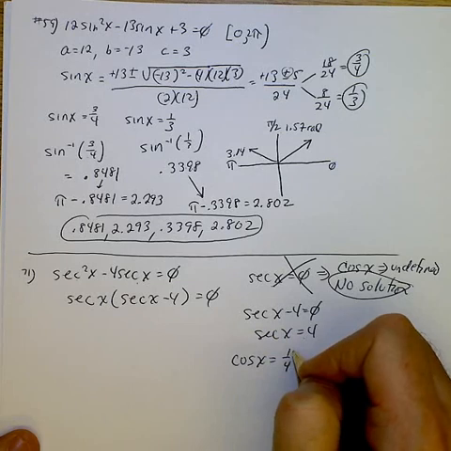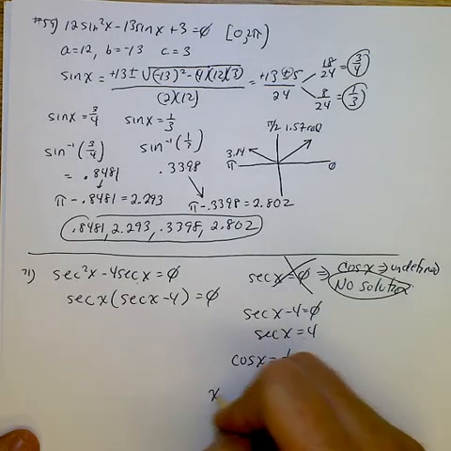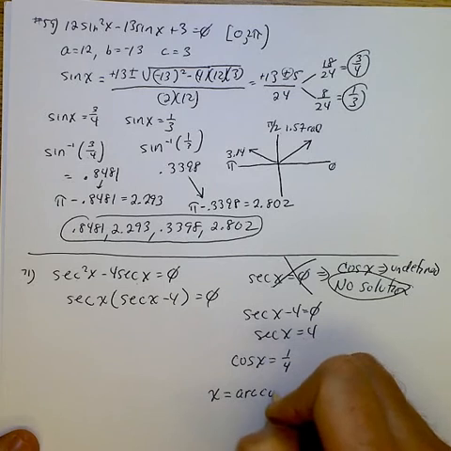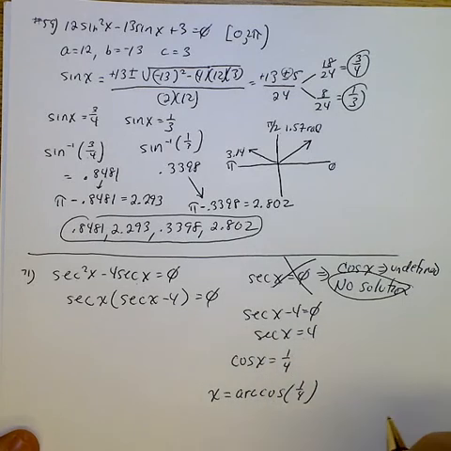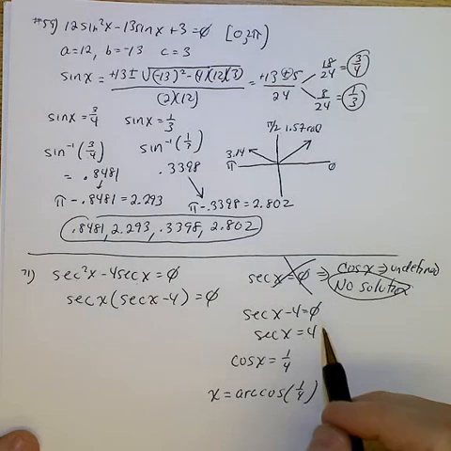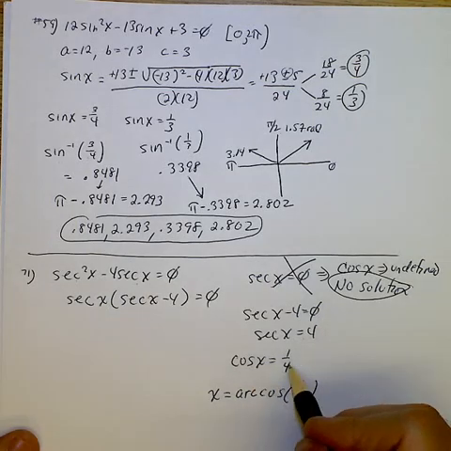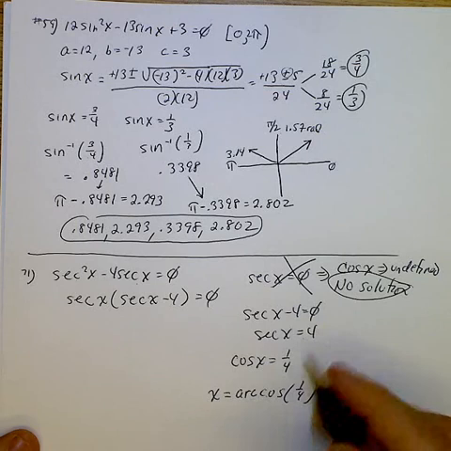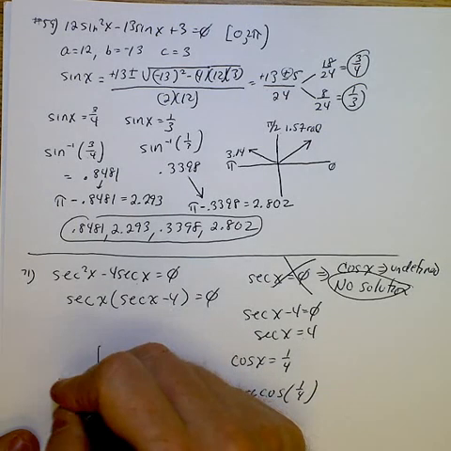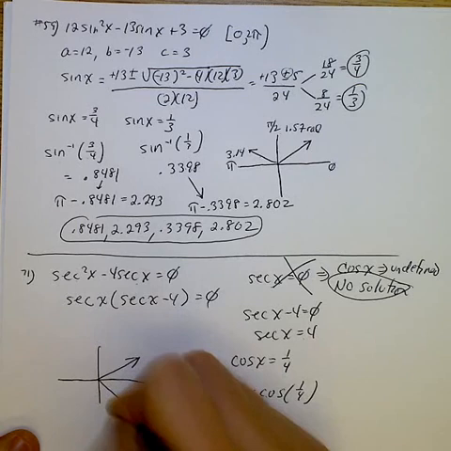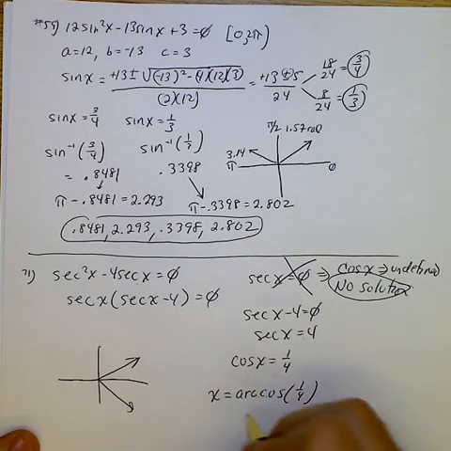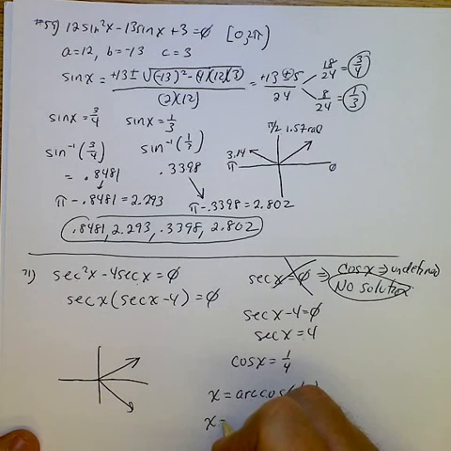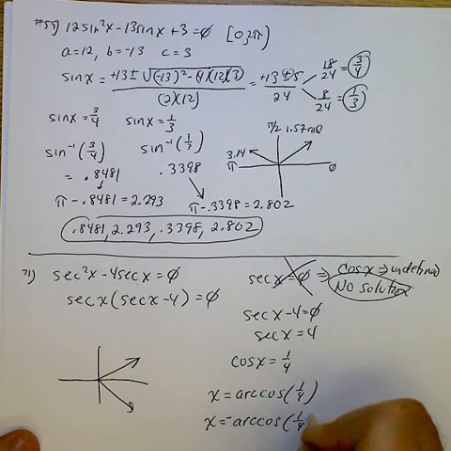So the answer for x is the arc cosine of 1/4. For the same reason as in number 59, when we don't have a triangle to support us, we take the inverse function, in this case the arc cosine, or the cosine to the negative 1 of 1/4. Now where's the cosine positive? The cosine is positive in the first quadrant and the fourth quadrant. So our two answers are going to be x equals arc cosine of 1/4 and x equals the negative of arc cosine of 1/4. So here and here.